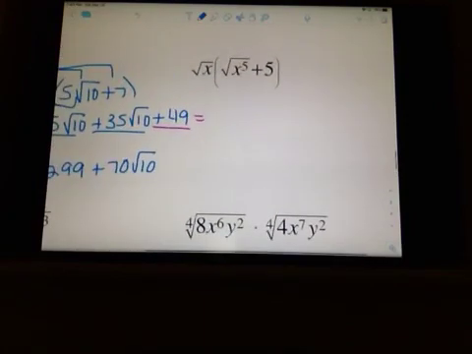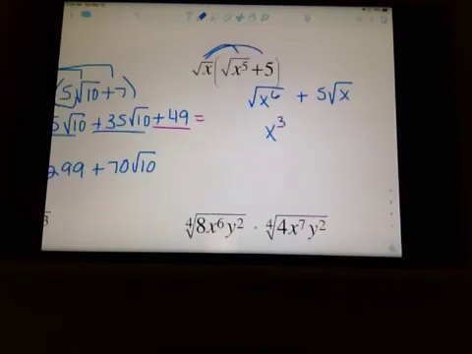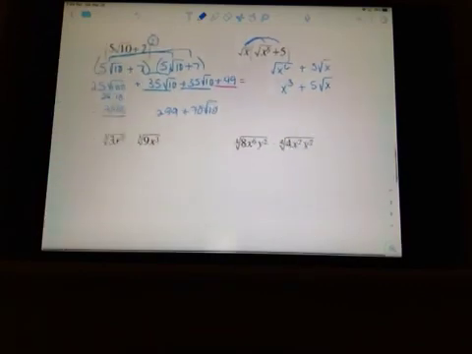Here we have distributive property. Square root x times square root x to the 5th gives me square root of x to the 6th. Square root x times 5, 5 square root x. The square root of x to the 3rd, 2 goes into 3 evenly 3 times, none left over, plus 5 square root x. Those terms are different, they cannot be added, so that's my final answer.